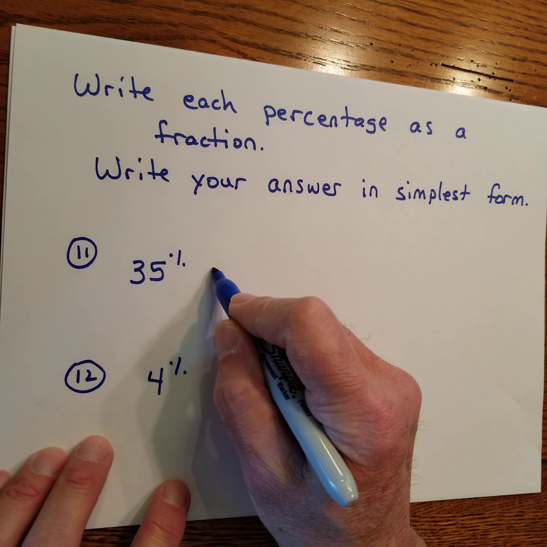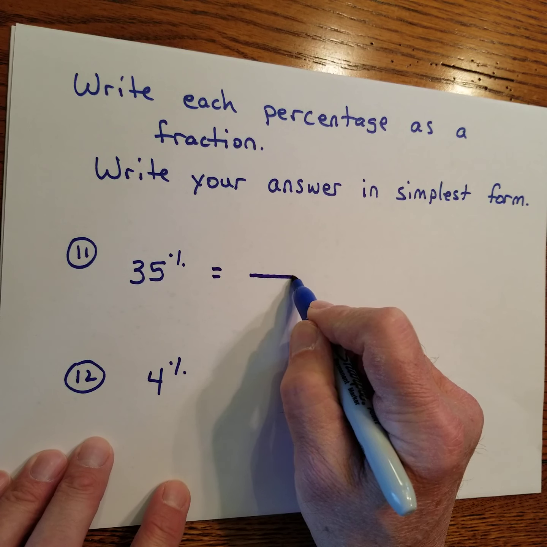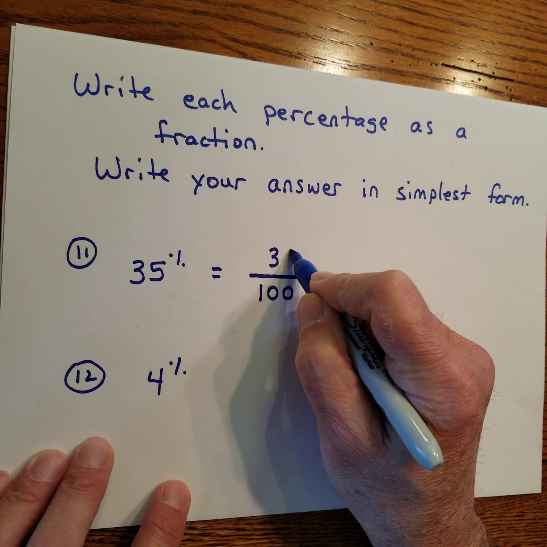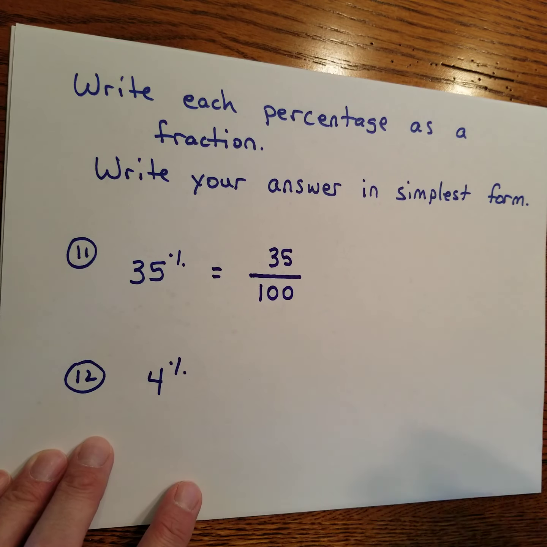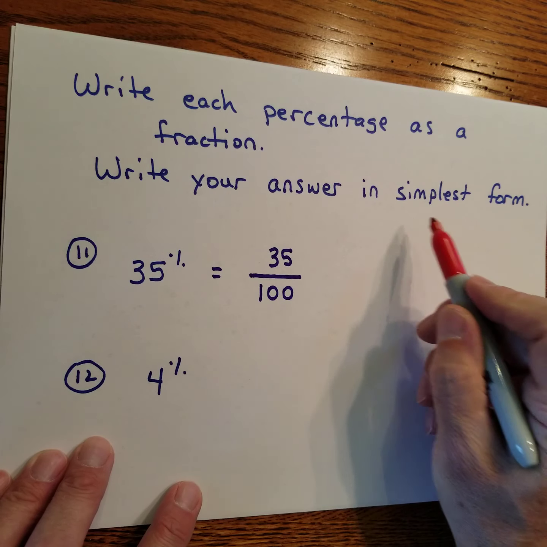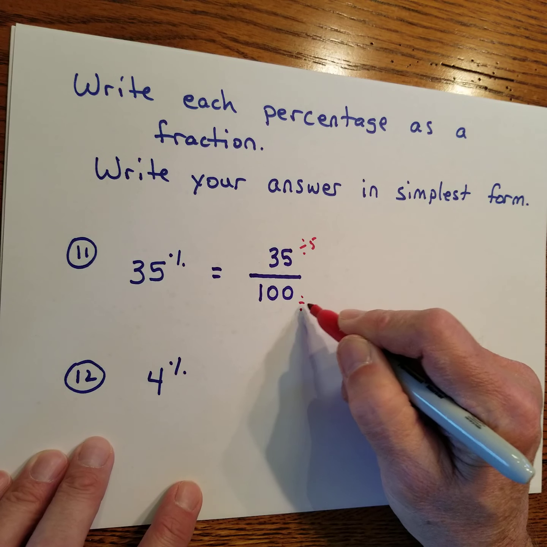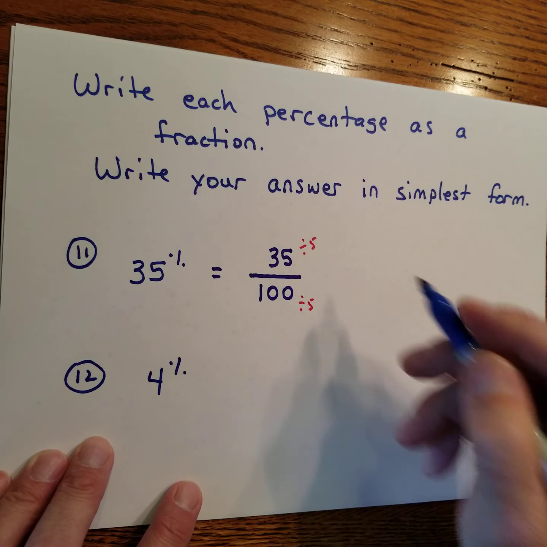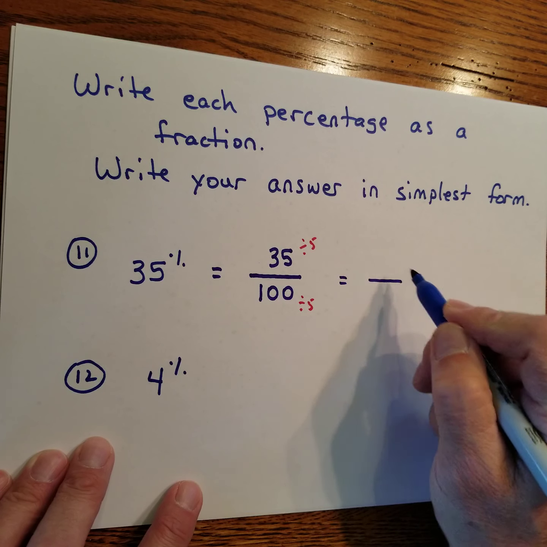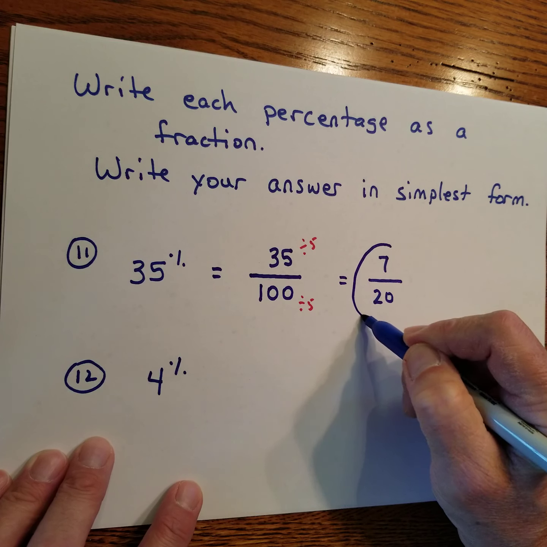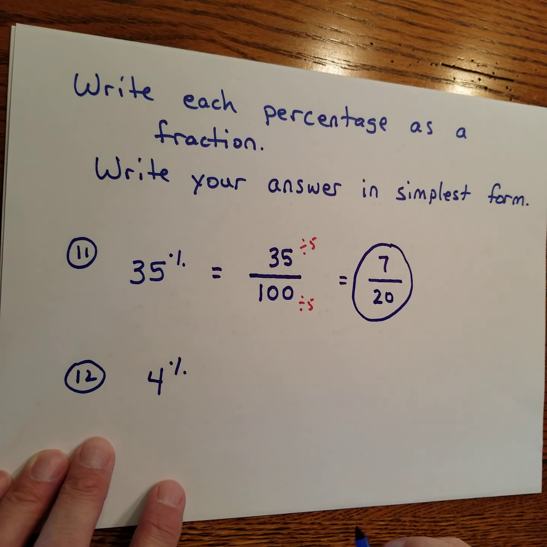To change a percentage into a fraction, percents are always out of 100. 35% means 35 out of 100. Simplest form means reduce. So divide by 5 and divide by 5. 35 divided by 5 is 7. 100 divided by 5 is 20. 35% is the same as 7/20.